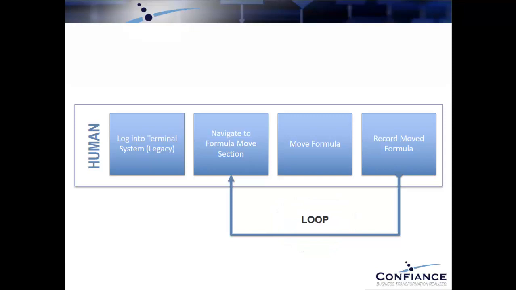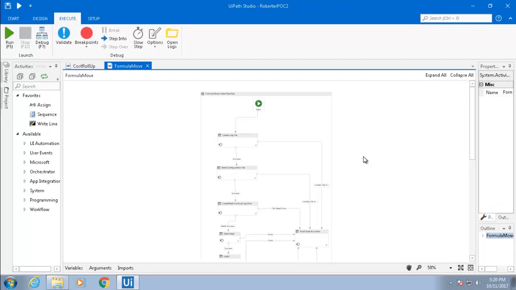Now let's take a look at our robot to see how it implements this design. Here is our robot. The activities of our robot are based upon a workflow. This makes it very easy to build the workflow based upon the previous process that we viewed. Let's look at the workflow in more detail.